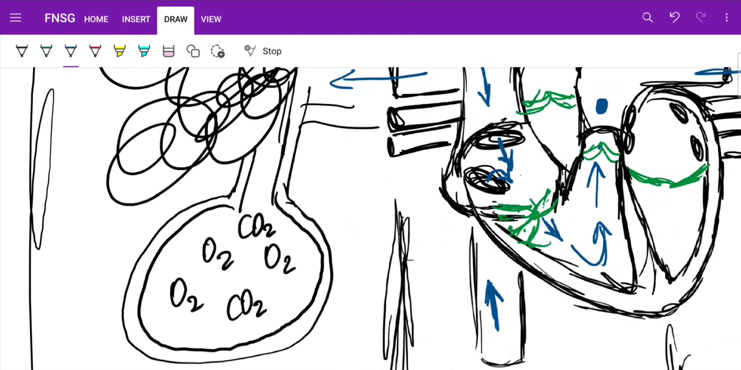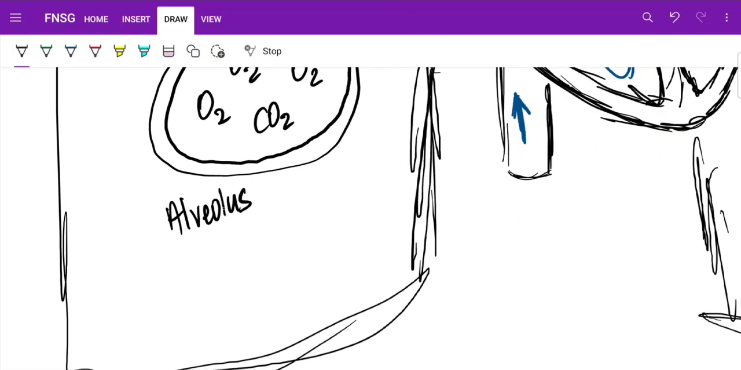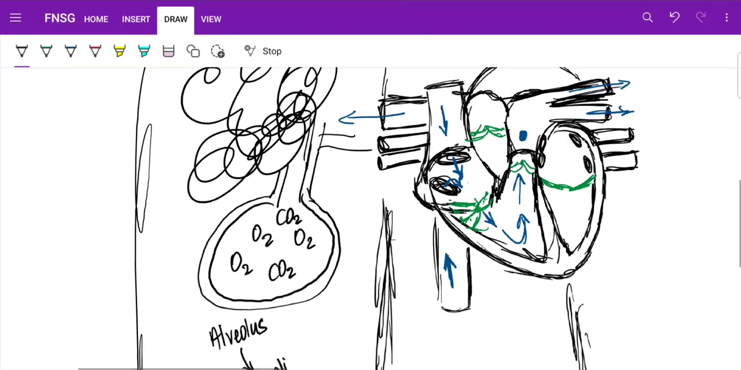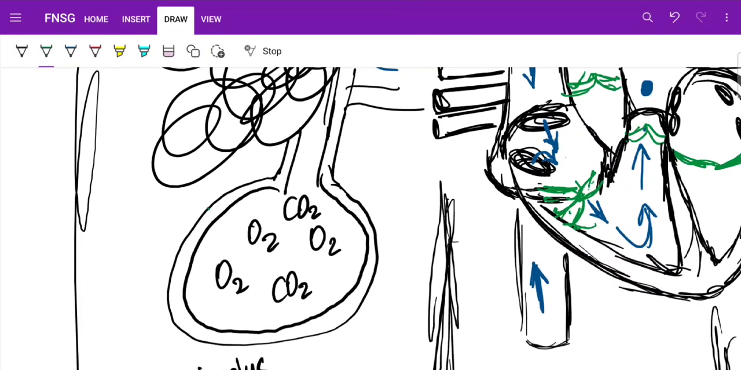Now I've done a blow up of an alveolus, and we know the plural for alveolus is alveoli. So you're kind of getting a recap of the respiratory system as well. Now what happens is there is a very thin blood vessel here called a capillary. This is a capillary, and it surrounds the alveolus. It goes all the way around it.